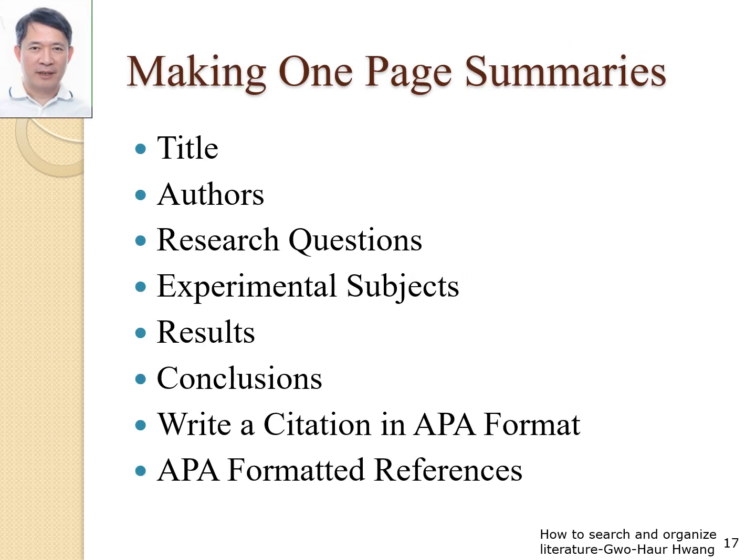I usually condense an article into one page, regardless of whether I'm intensive reading or skim reading. This page includes the title, authors, research questions, experimental subjects, results, and conclusions, which are the critical elements of the article that I condense into one page. I will also provide a citation in the trusted and accurate APA format, and of course its APA reference format. Summarizing it onto one page makes it more convenient for future reference when writing related papers.